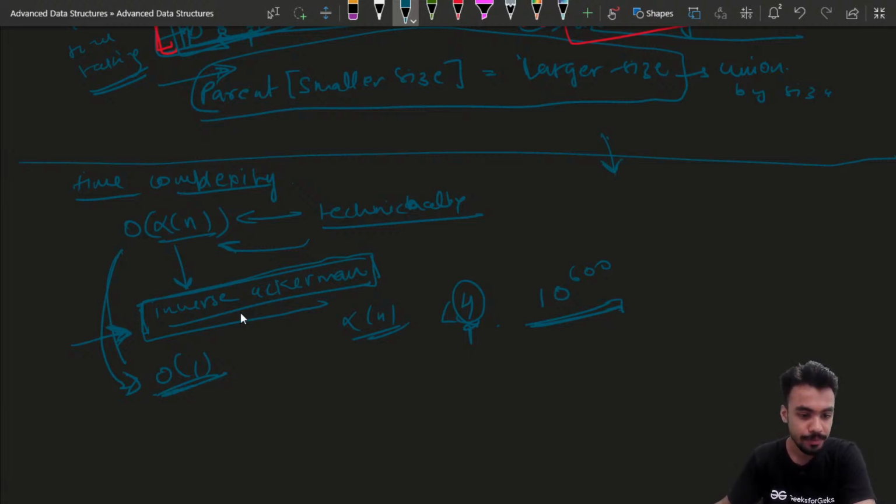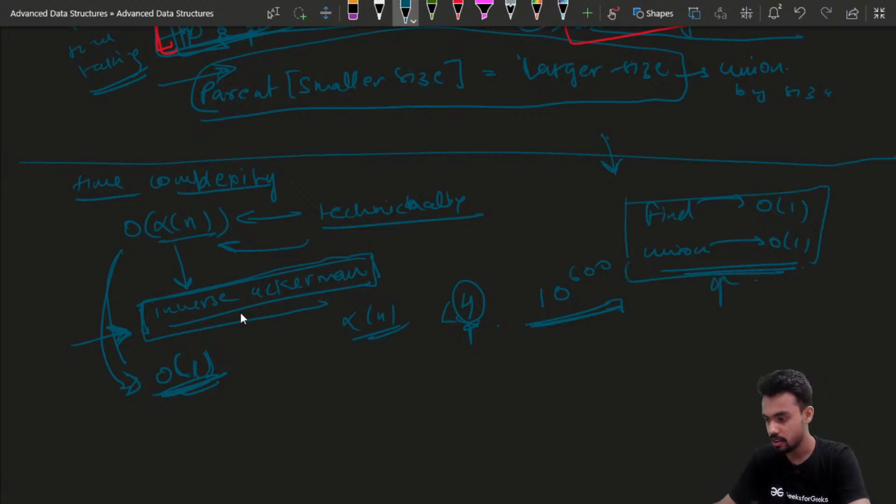Okay, so yes, this would be the order of one time complexity. The find operation would be again order of 1, and the union operation is again almost order of 1. So this would be the time complexity for both the operations in the union and find structure.